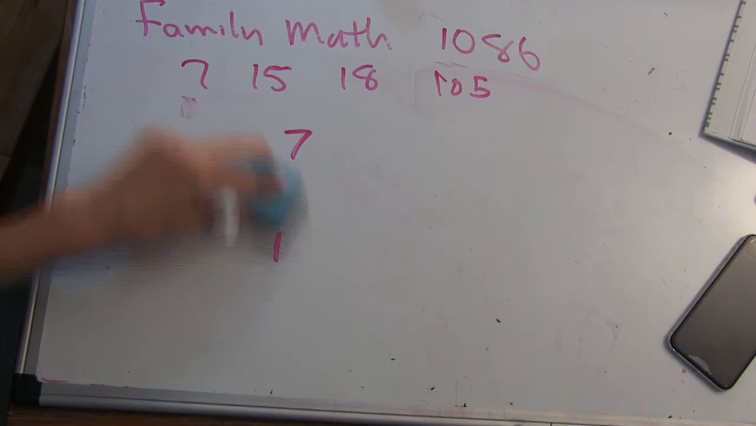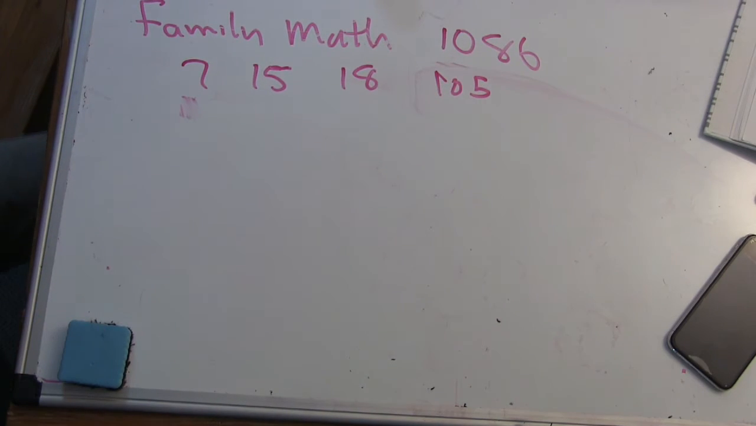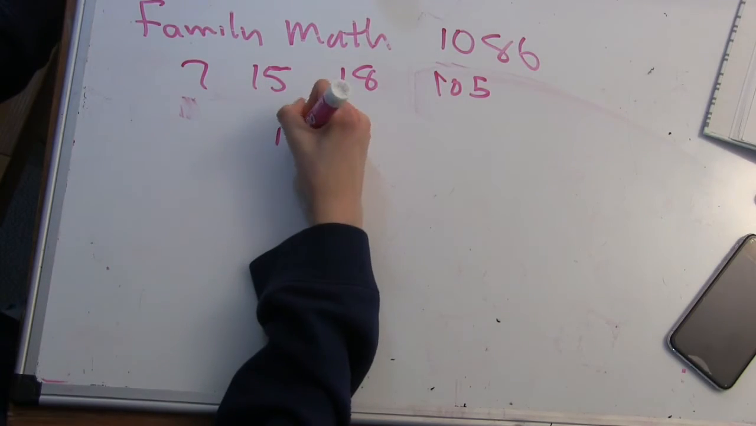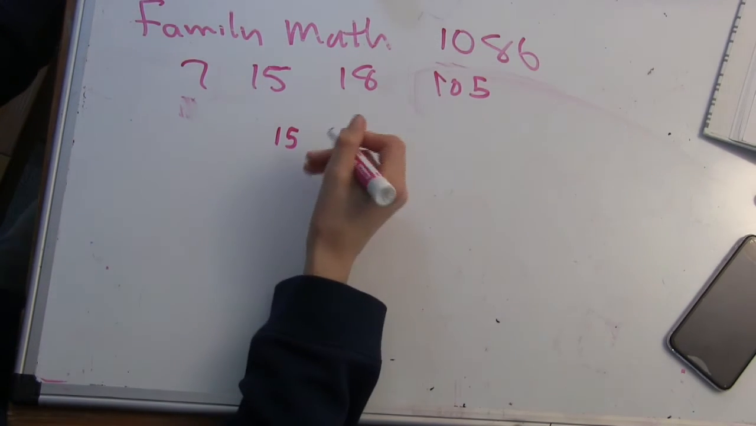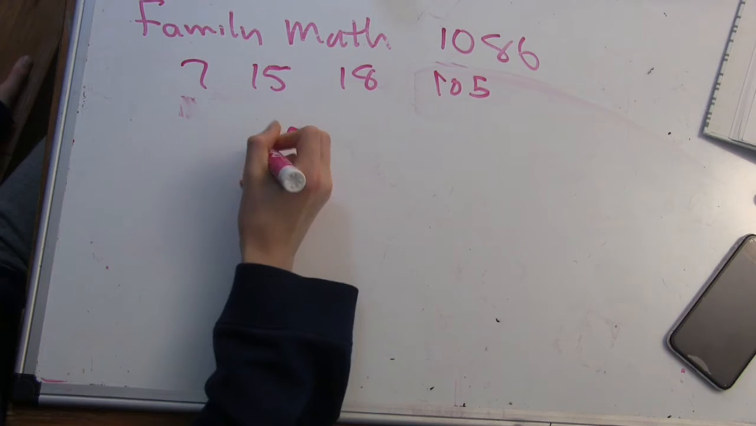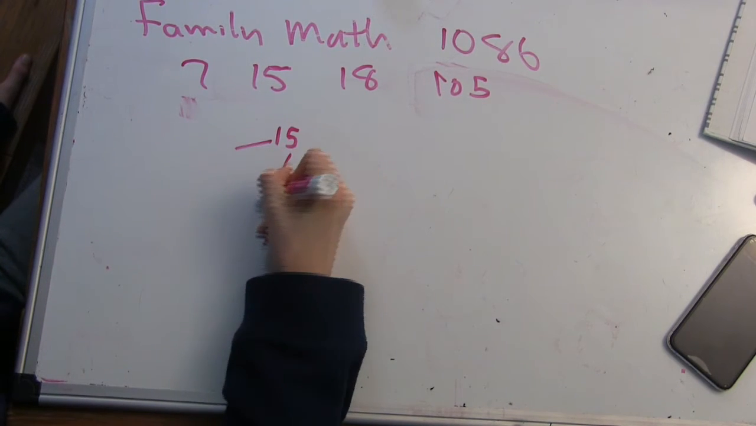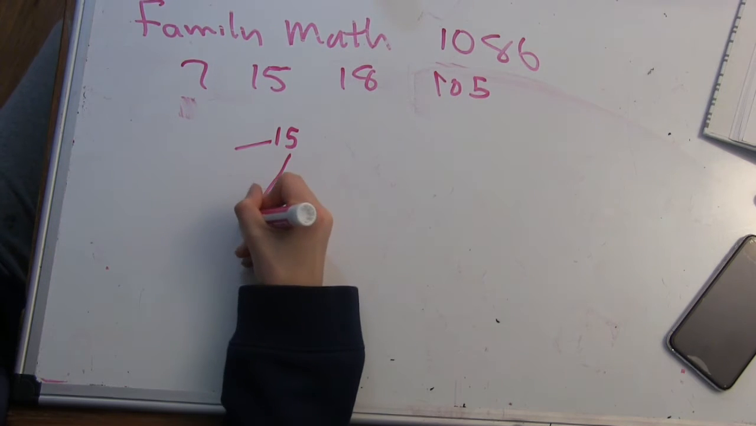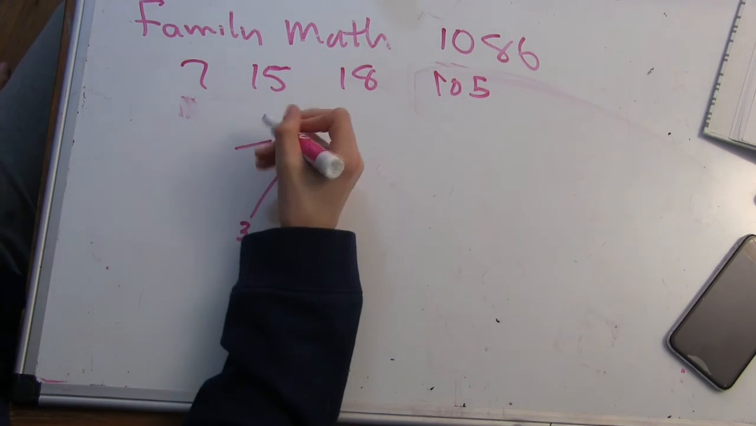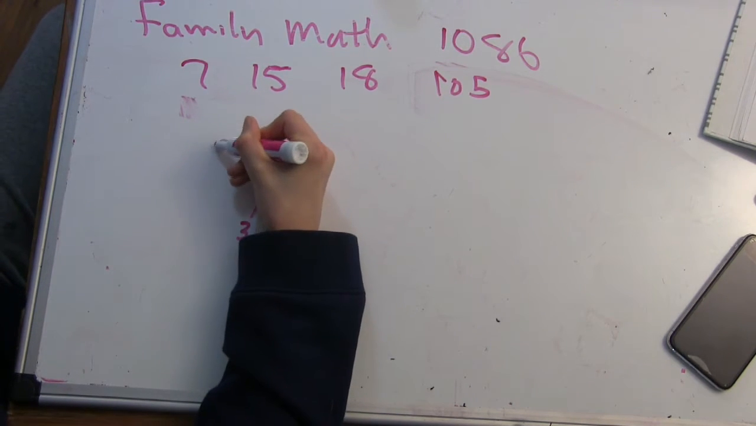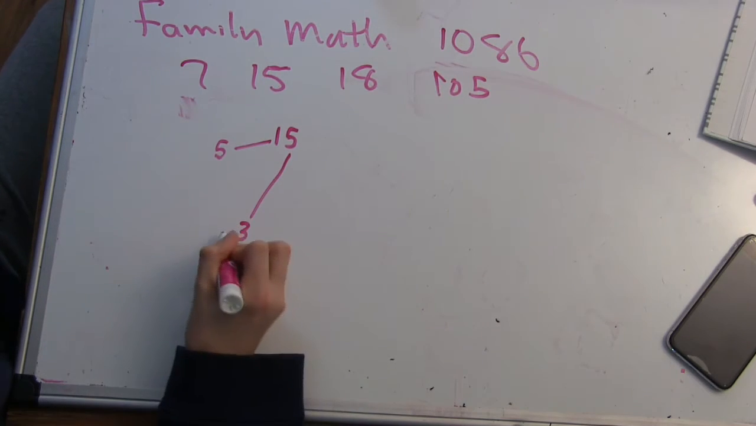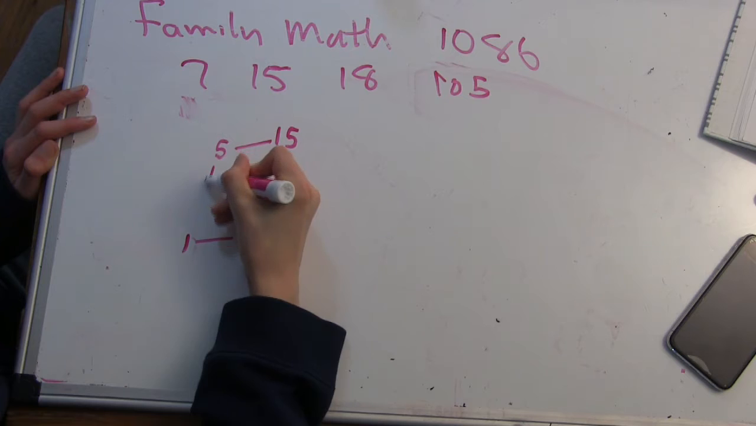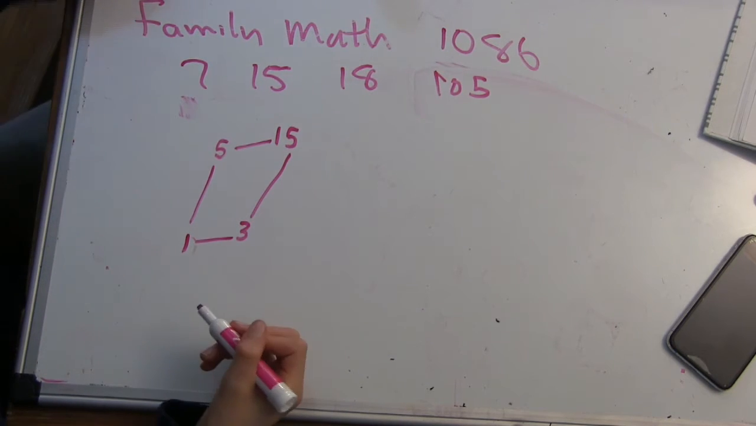All right, so 15. Why don't you give that to your brother? So 15. The prime factors are 3 and 5, so you're going to have 2 directions. This will be divided by 5, 3. 15 divided by 3 goes to 5, and then both of these end up going down to 1.